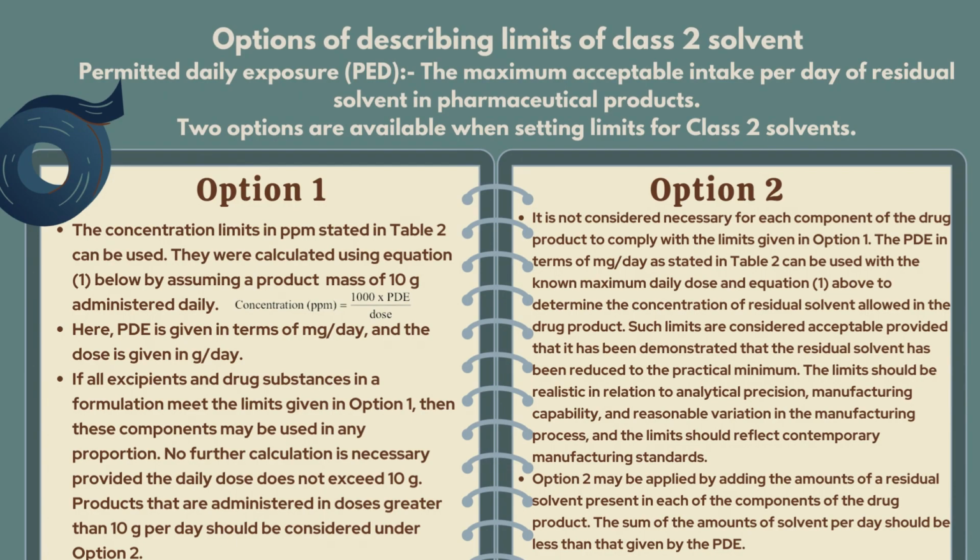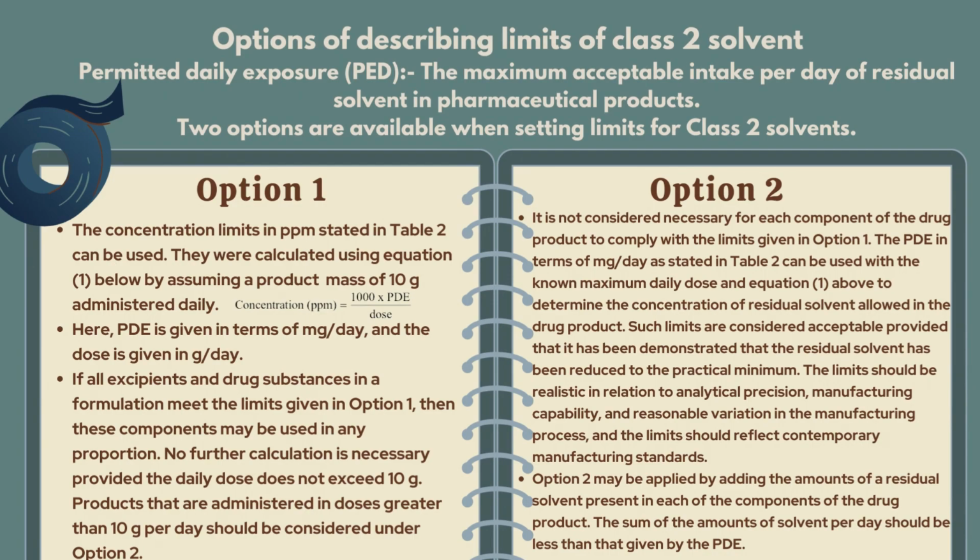If all excipients and drug substances in a formulation meet the limits given in Option 1, then these components may be used in any preparation, and there are no further calculations necessary provided the daily dose does not exceed 10 grams. Products that are administered in a dose greater than 10 grams per day should be considered under Option 2.